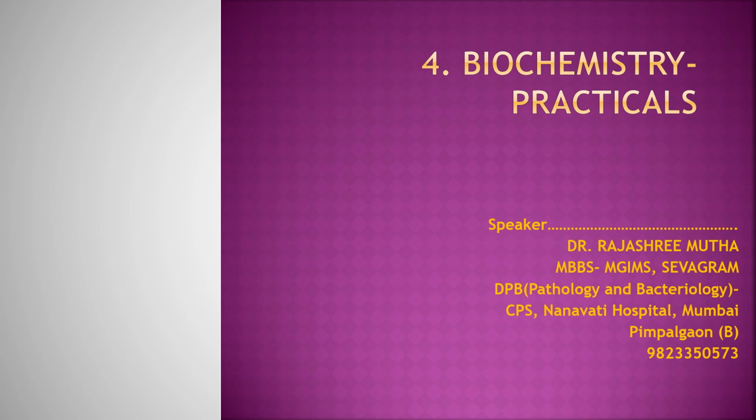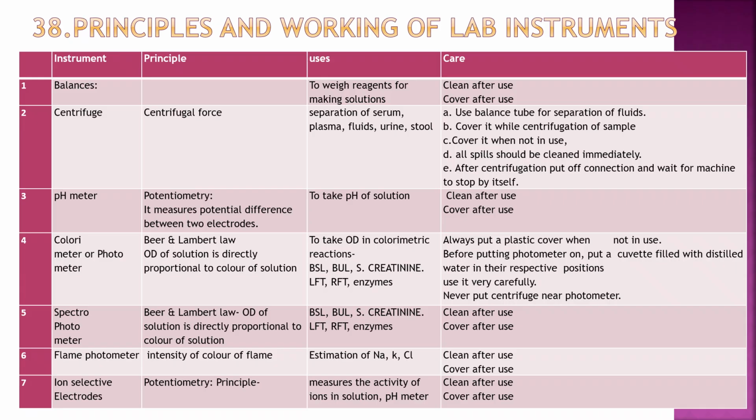Let's study biochemistry practicals. First is the lab instrument. Balances to weigh the reagents for making solution, centrifuge for separation of serum, plasma and fluids, pH meter to take pH of the solution, colorimeter or photometer, Beer-Lambert's law. OD of the solution is directly proportional to color of the solution, and colorimetric OD measurement is used for RFT, LFT, tests like blood sugar, blood urea, creatinine, and total bilirubin.